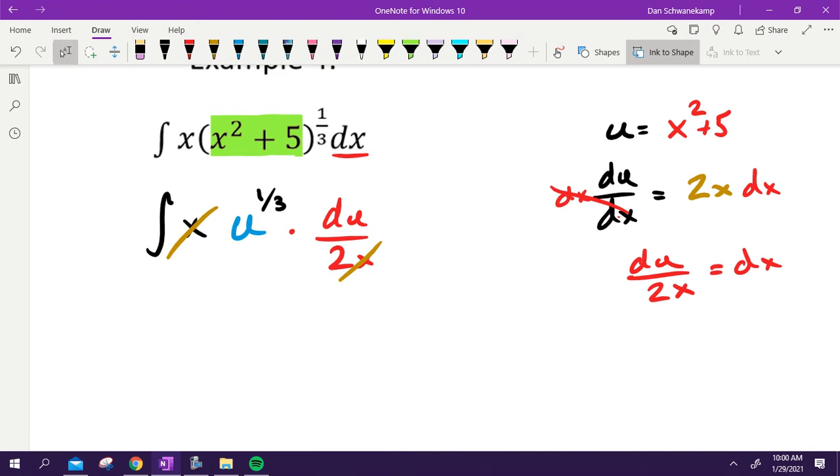Are there any constants I can pull out? Pull that 2 out. So what is it? What am I really pulling out, though? I'm pulling out a half. 1/2 u to the 1/3 du. Go ahead and finish that problem for me.